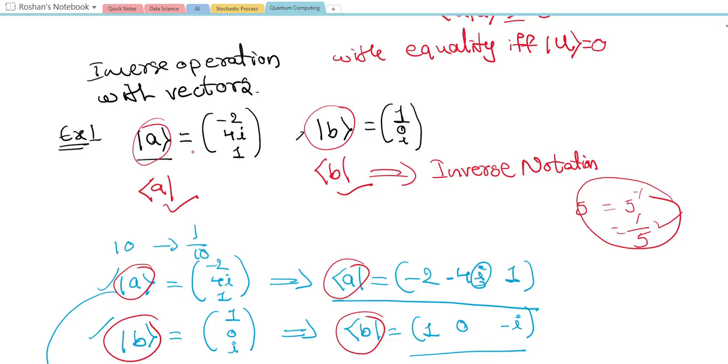So how to write the inverse notation? First of all, you change the vector into its opposite form. Let's say vector A is in ket notation. We need to convert it into bra notation. This is the inverse notation of vector A. Similarly with B.